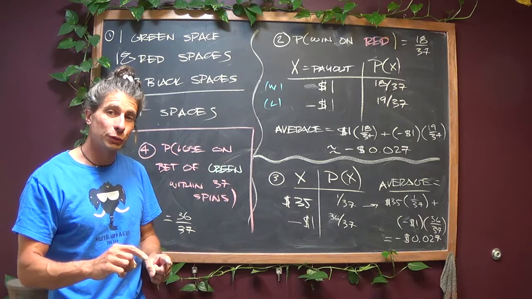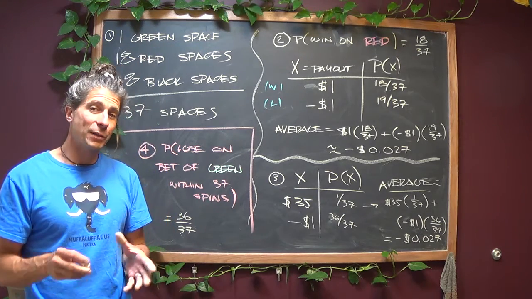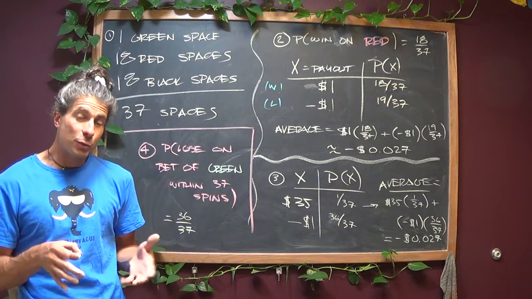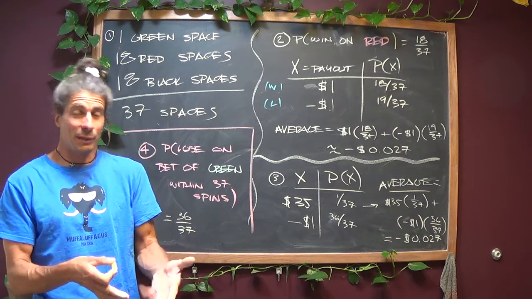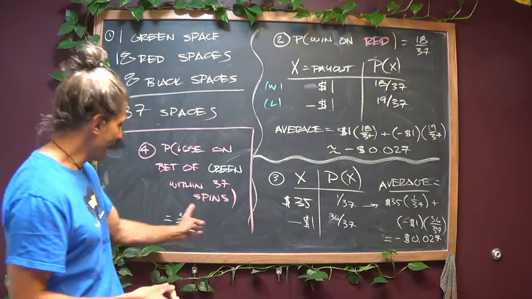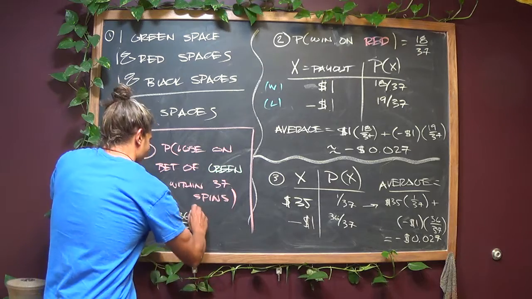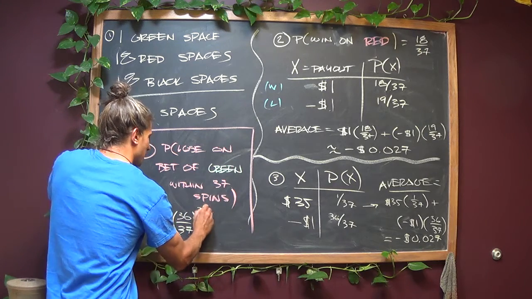What's the chance you lose on the second spin? Well, it's still 36 out of 37. But in order to lose on both of those spins, you have to lose on the first one and the second one. And we learned in class that and means to multiply. So 2 spins would be that squared. 3 spins would be that cubed. 37 spins would be that to the 37th power.